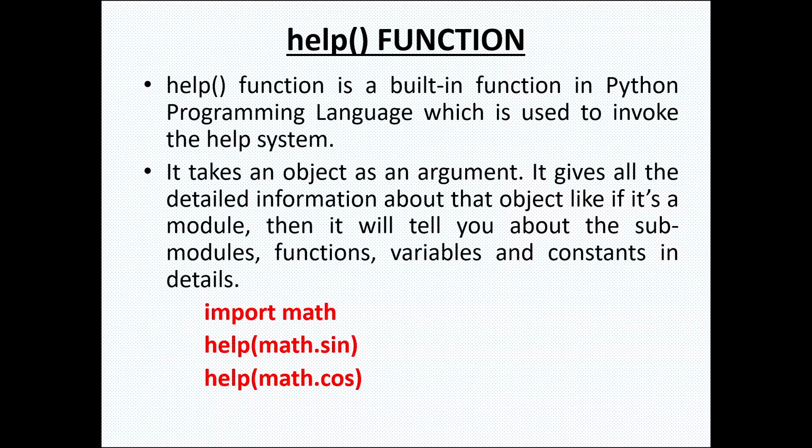Help function. Help function is a built-in function in Python programming language which is used to invoke the help system. It takes an object as an argument. It gives all the detailed information about the object. Like if it is a module, then it will tell you about the submodules, functions, variables and constants in detail.